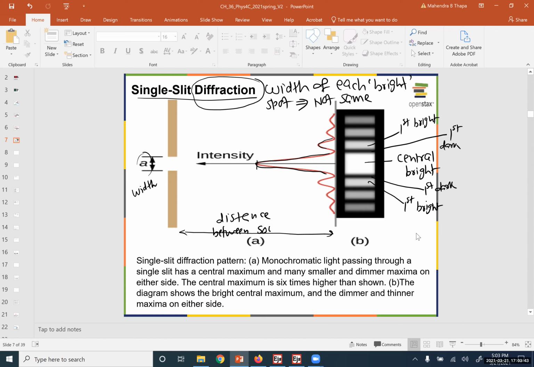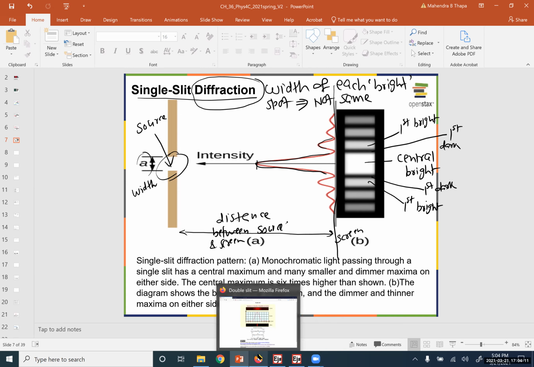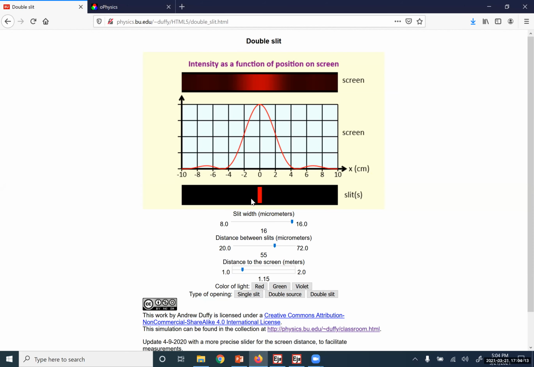This is the source. Okay, so this light is coming through this point. So this is the region of source, the distance between source and the screen. So we are observing this pattern over here. This is the screen. Okay, it also depends on this distance. It also depends on the width of this screen.